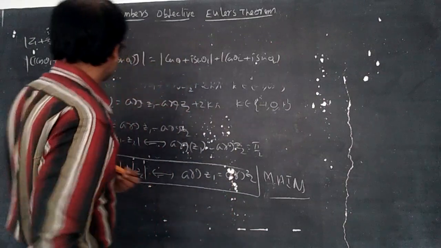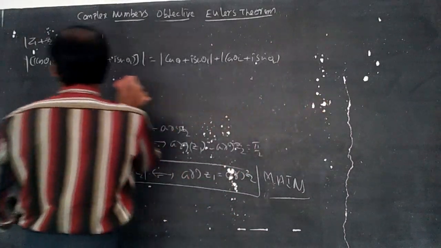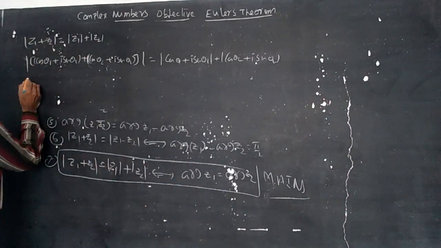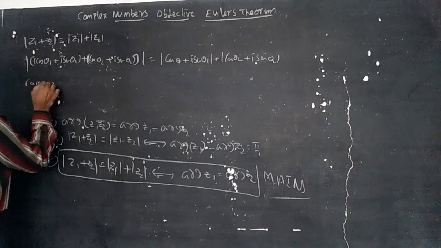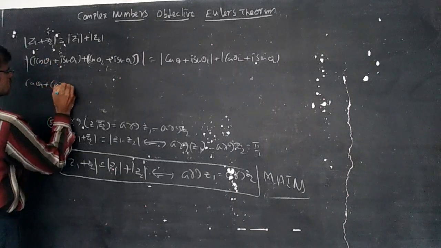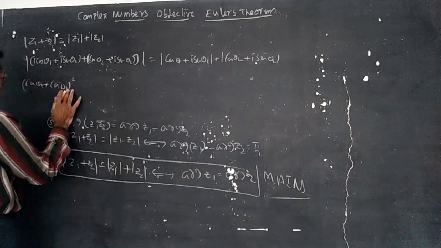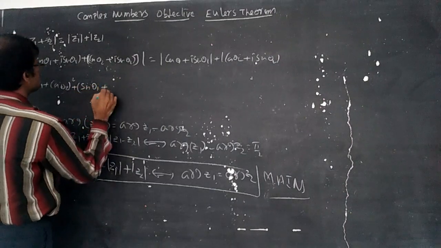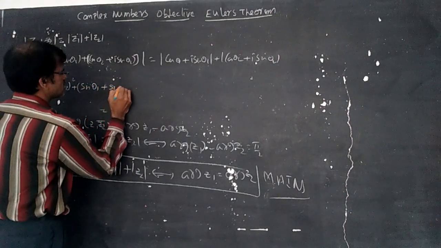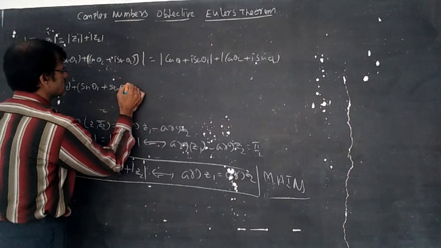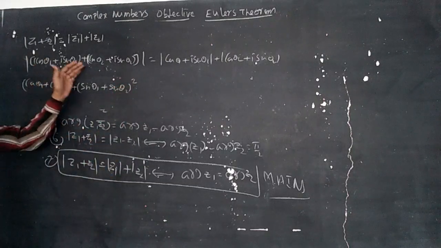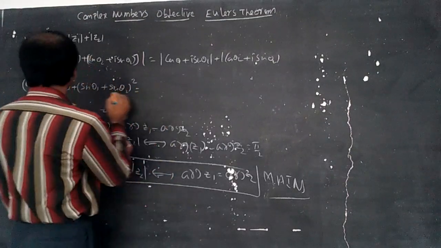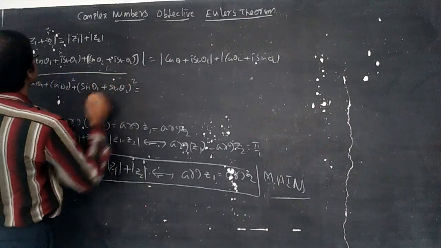That implies the modulus, meaning the square root of real part square plus imaginary part square. Now you can write here cos theta 1 plus cos theta 2 whole square, plus sin theta 1 plus sin theta 2 whole square. Here cos theta 1 plus cos theta 2 is the real part and this is the imaginary part. So root of a full lengthy sum.